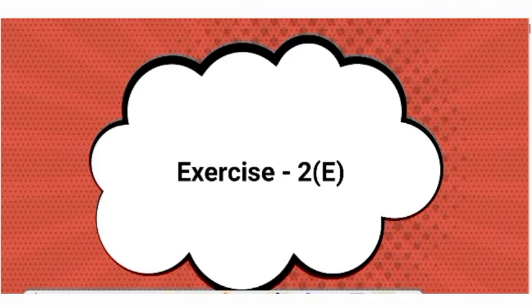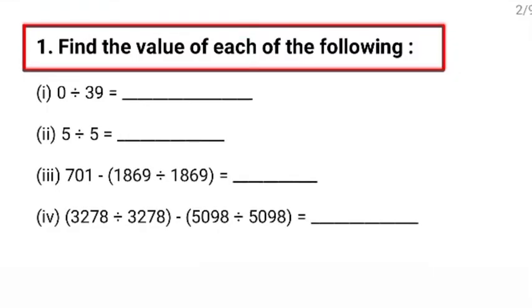In previous class we have completed exercise 2D. Now let's do exercise 2E. Question number 1 of this exercise is find the value of each of the following. First part is 0 divided by 39.